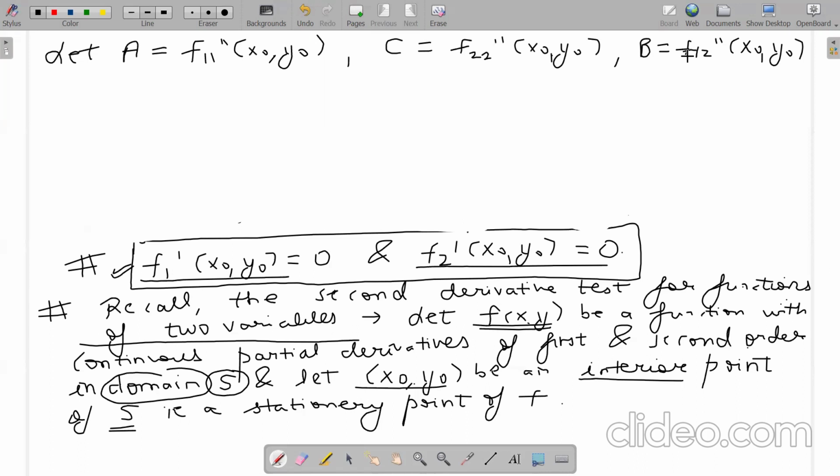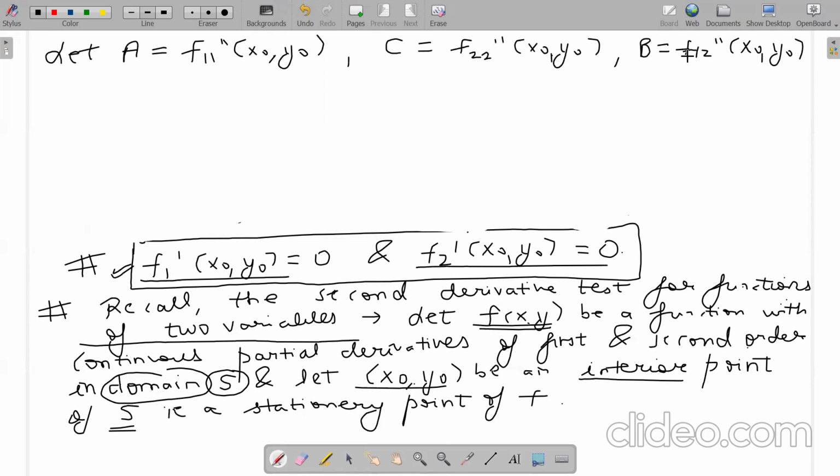Now, by now, students should be comfortable with the notations because I've used these notations several times in my main lectures on multivariable optimization. I believe that students who are watching this lecture are comfortable with multivariable optimization lectures, which I have done in depth.